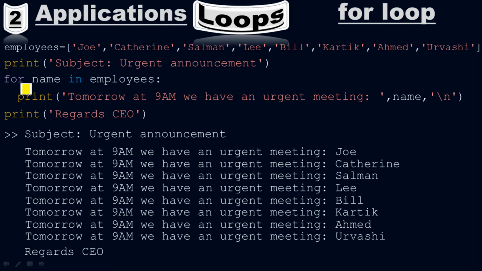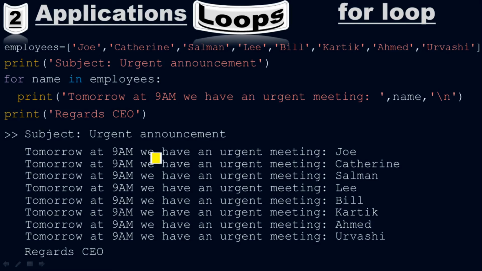And then it iterates over the seventh item, which is Ahmad. Ahmad is the seventh employee of the list. So Ahmad exists here. Therefore, the message will be sent tomorrow at 9 a.m.: we have an urgent meeting, Ahmad. And then the for loop will iterate over the last, the eighth employee, Urvashi. Yes, Urvashi exists here. Therefore, the message will be sent tomorrow at 9 a.m.: we have an urgent meeting, Urvashi.